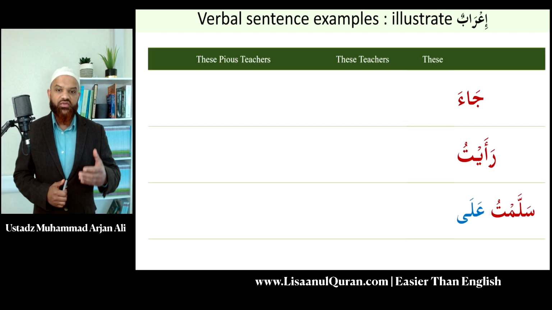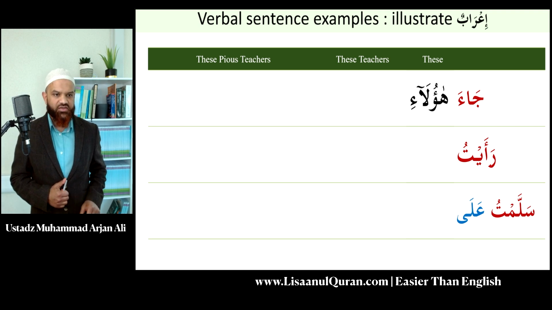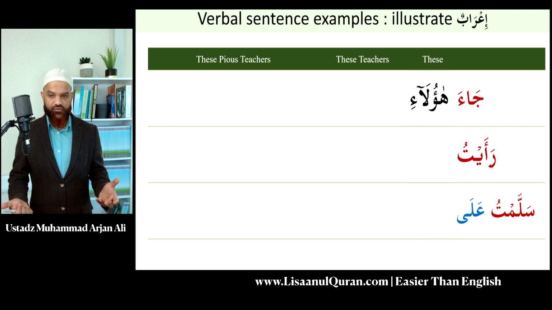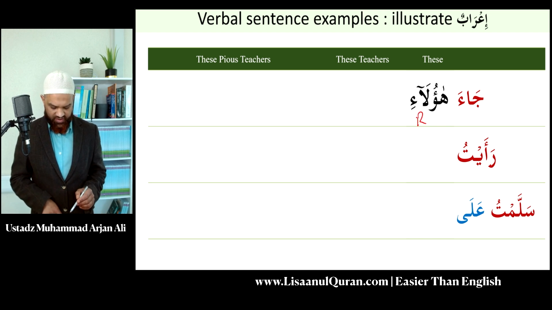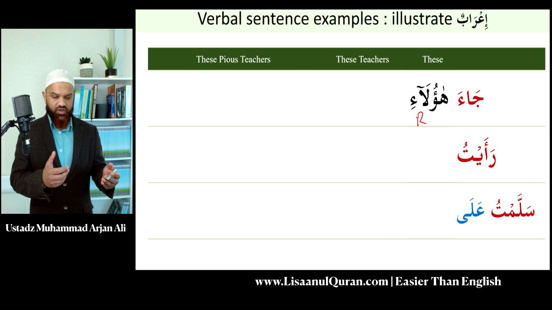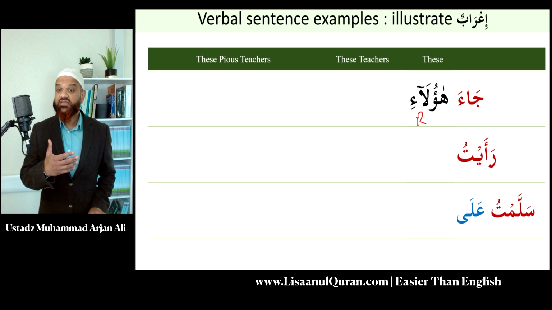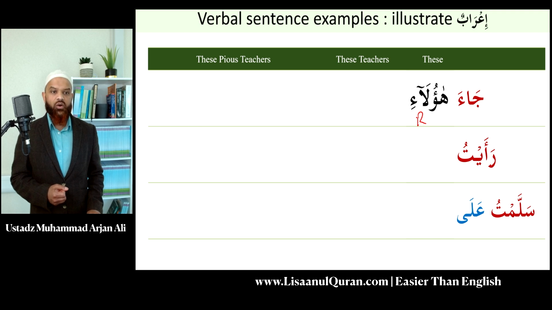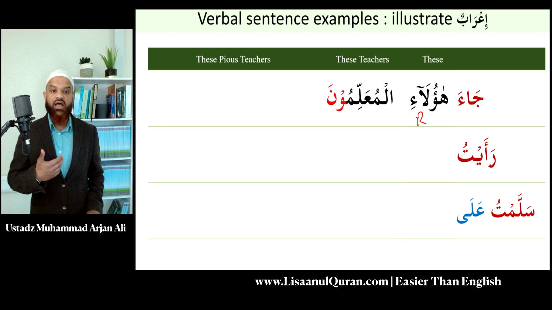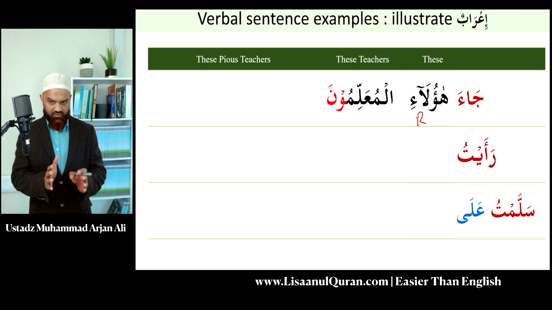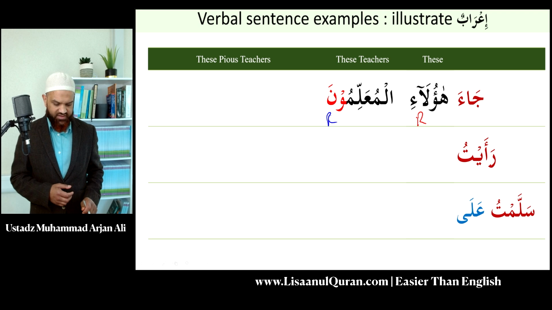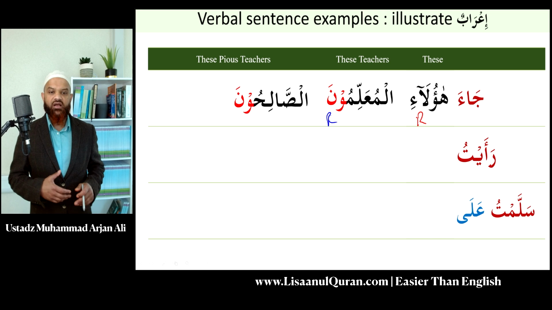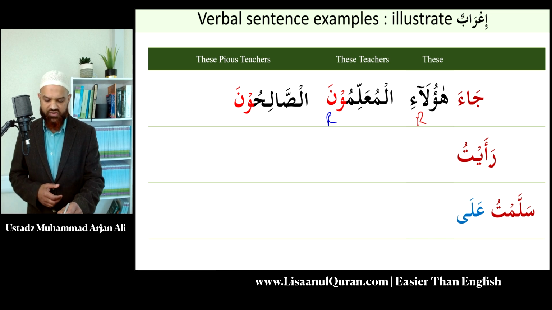Now I want to say these came. Again, we'll simply say ja'a ha'ula'i. Of course, it doesn't change its i'rab, but we're going to say it is rafa. Why? Because it is fulfilling the role of being the doer in the sentence. But if I want to say these teachers came, I will say simply ha'ula'i, and then I will say al-mu'allimuna. Why? Because mu'allimuna is in the rafa, so you can see it is also in the rafa status. And of course, if I want to say these pious teachers came, as-salihuna, again you can see rafa.